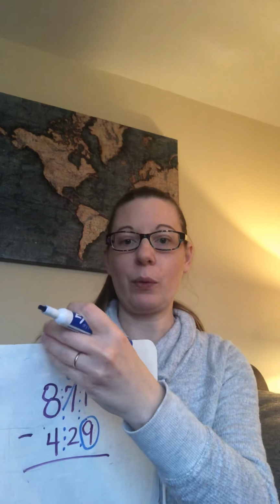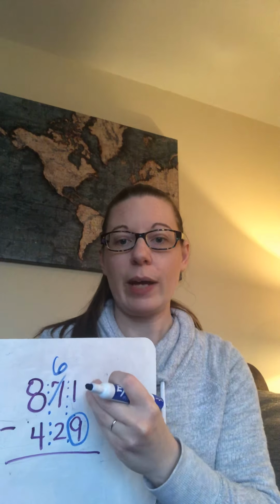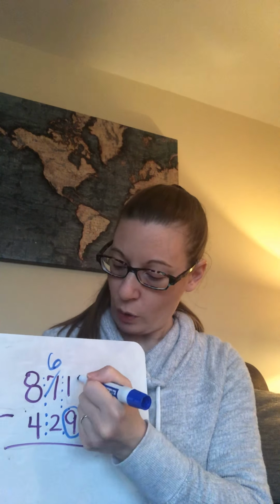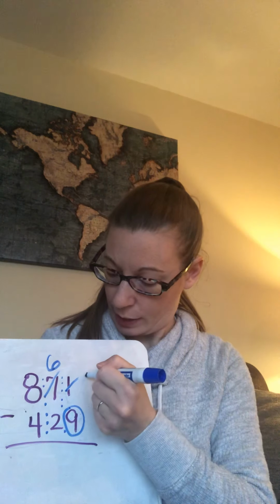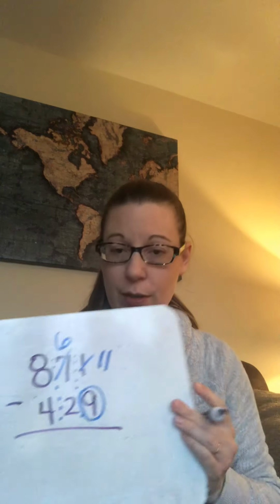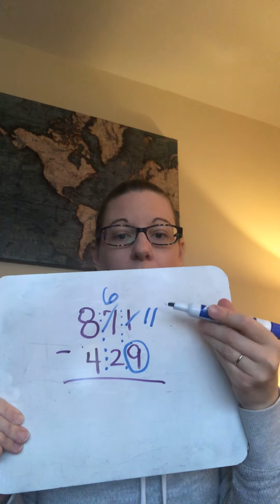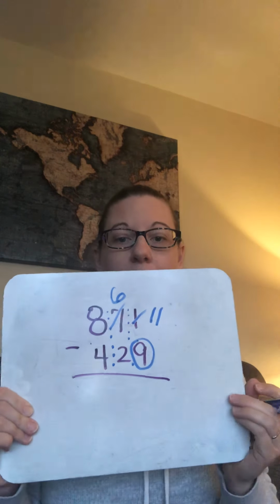And we take that group of 10, we add it to our 1. So we're adding 10 plus 1. This 1 isn't a 1 anymore. No, it is an 11. Okay, more on the top. Now, 11 minus 9. 11 minus 9, that's 2.